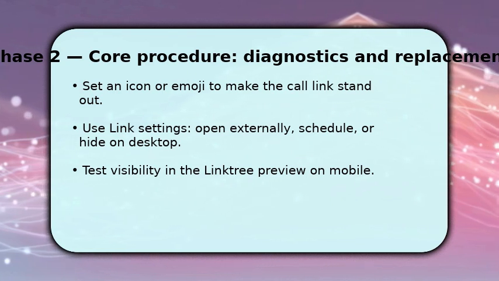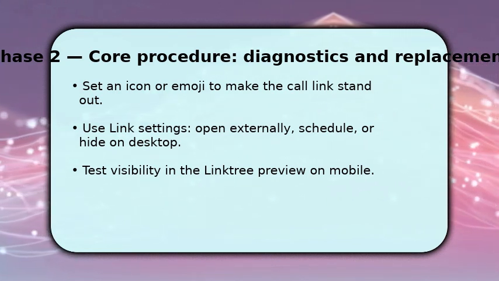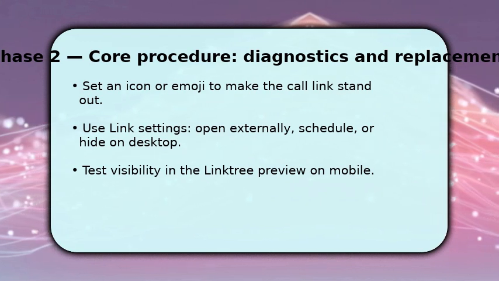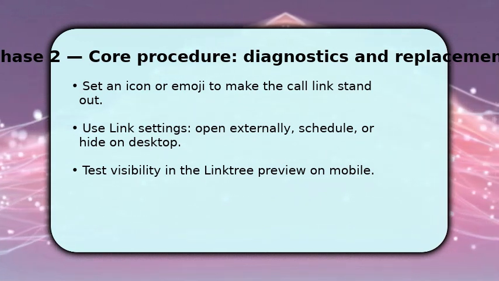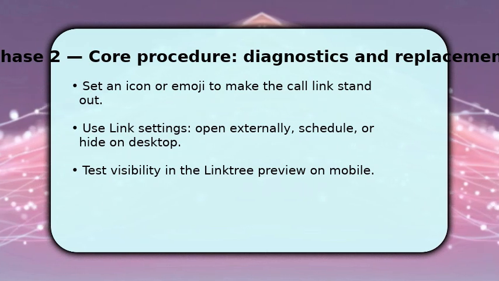Once you've set label, icon, and settings, preview the link tree on a mobile device. Make sure the entry order reflects priority. Move the phone link higher if you want it tapped first.